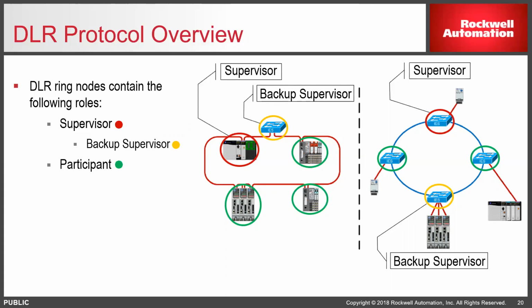so it wouldn't be halted and you wouldn't see any failure as far as network traffic being delivered, and production would still keep going. You would be alerted that there is a fault on the ring, but your backup supervisor would then take over managing the flow of the loop.